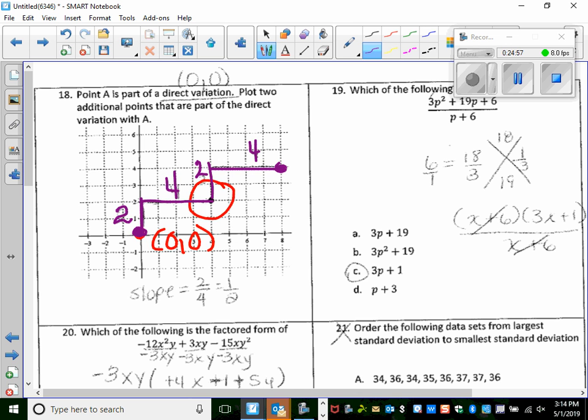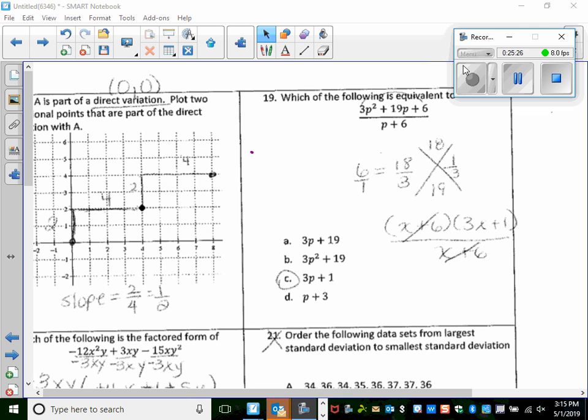Okay, that has been on like every release test right there, where you're just given 1 point. They tell you it's direct variation. And then by them telling you that, they're really giving you a second point. And then you just take those 2 points, do your slope, and then do it again. You got your 2 additional points. See how that works? Very good question, guys. I mean, when I say very good, that's a very good question.